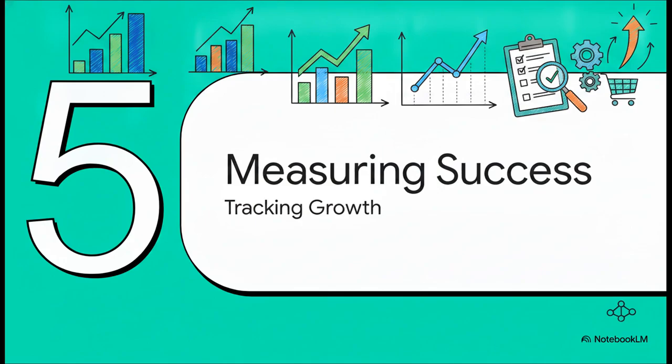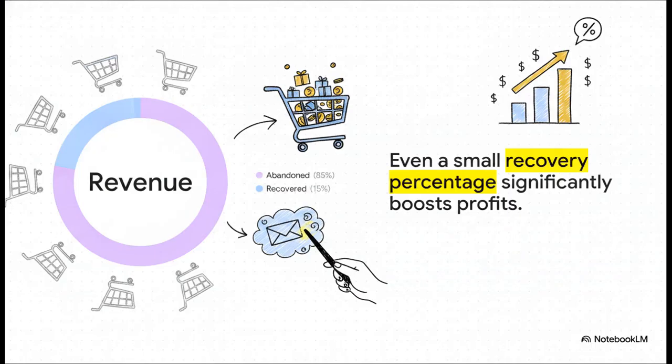Let's wrap up with Section 5, measuring and maximizing success, and tracking that long-term growth. Remember, any system is really only as good as the data you measure to improve it. Think about the giant pie of your totally abandoned carts. Even if the slice of successfully recovered revenue seems small at first glance, recovering just that tiny fraction can drastically alter your overall monthly profit margins. And why is that? Because you didn't have to spend a single extra penny on advertising to get it. That is pure recovered value dropping straight to your bottom line.